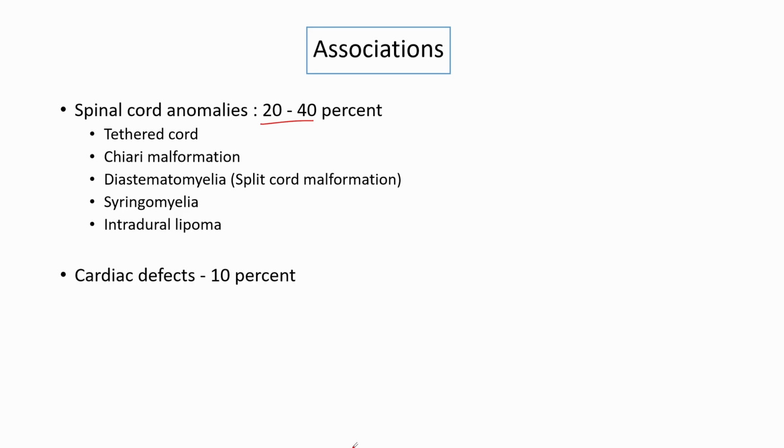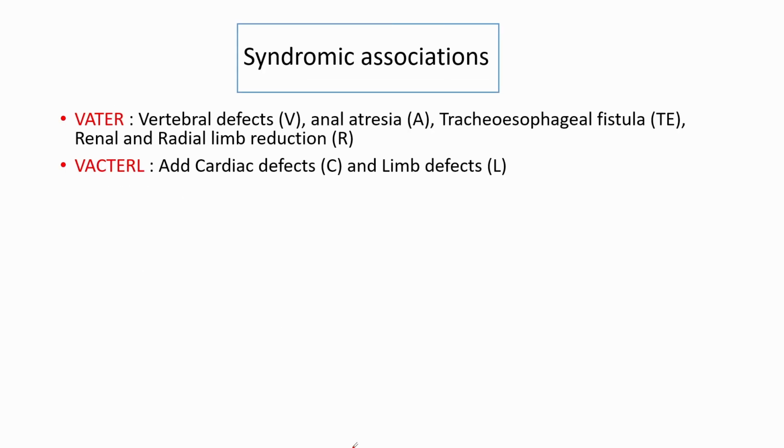Cardiac defects are associated with around 10% of the patients, and genitourinary defects are associated with around 25% of the cases. The common syndromic associations are VATER and VACTERL. VATER includes vertebral defect, anal atresia, tracheoesophageal fistula, renal and radial limb reduction. If we add cardiac defects and limb defects to VATER, it becomes VACTERL.